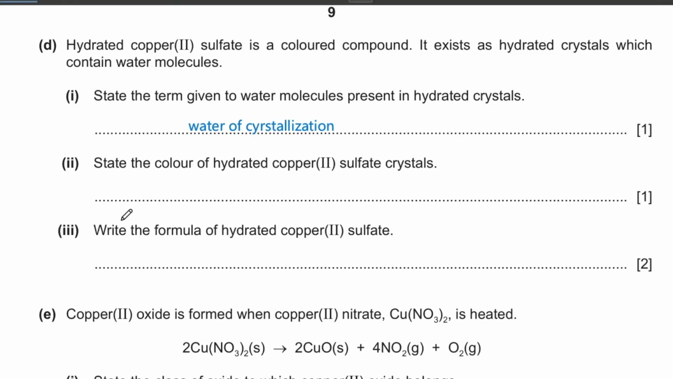State the color of hydrated copper 2 sulfate crystals. The color is blue. Write the formula of hydrated copper 2 sulfate. So this is the formula of hydrated copper 2 sulfate. You need to memorize this formula for hydrated copper 2 sulfate and hydrated cobalt 2 chloride. It's important that you know the color change when they are hydrated and when they are anhydrous.